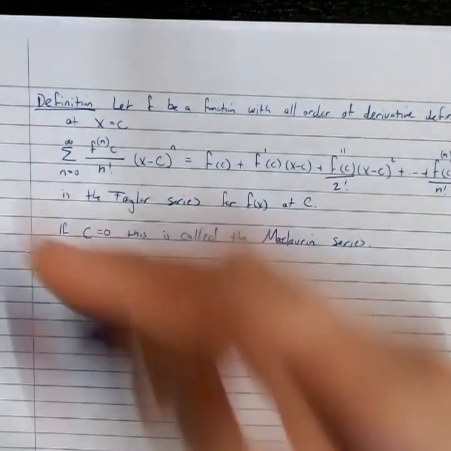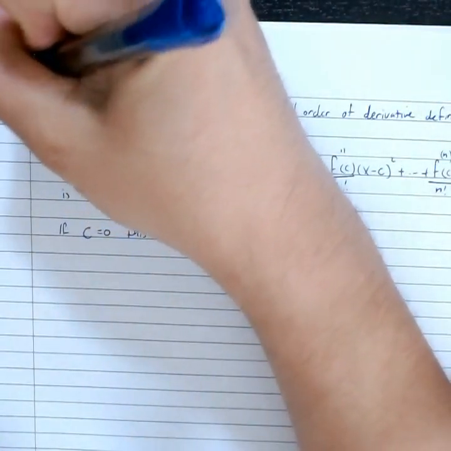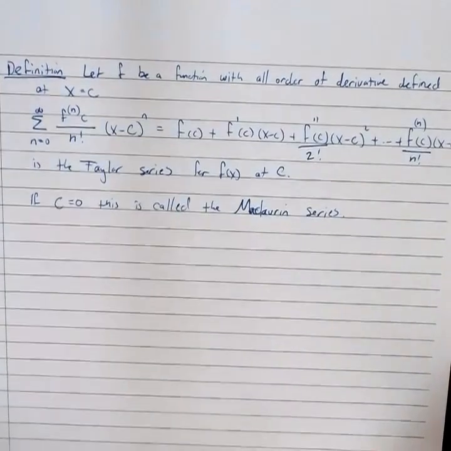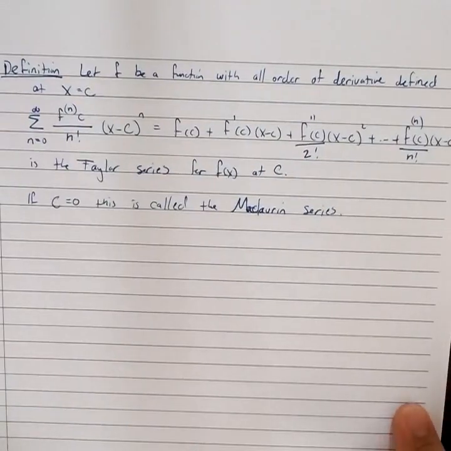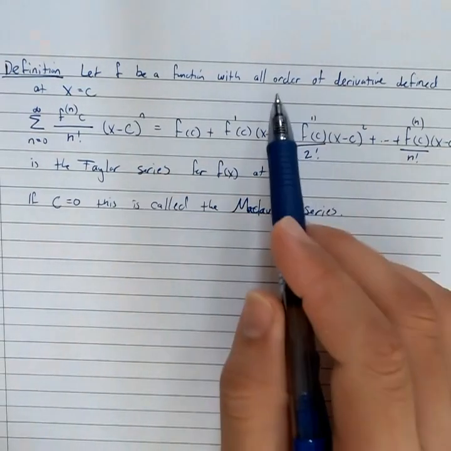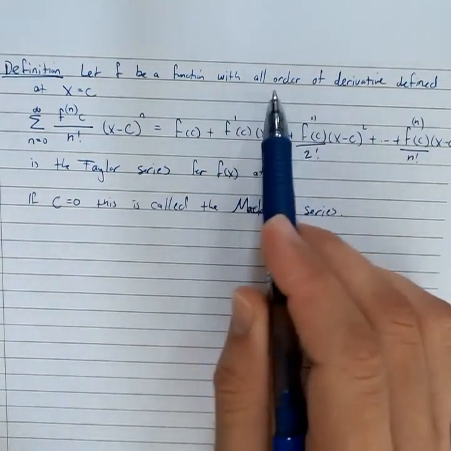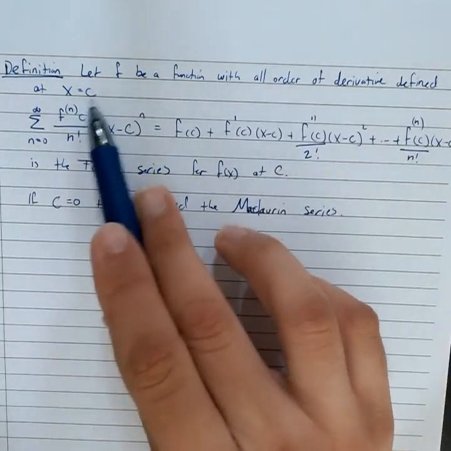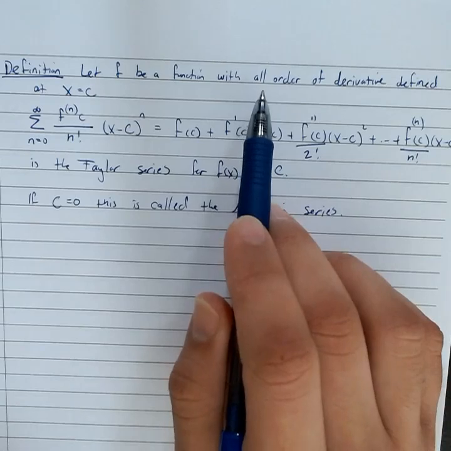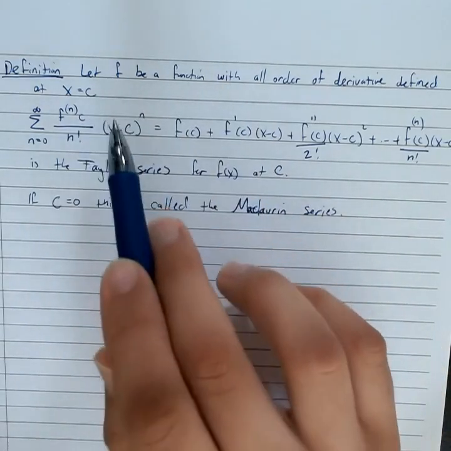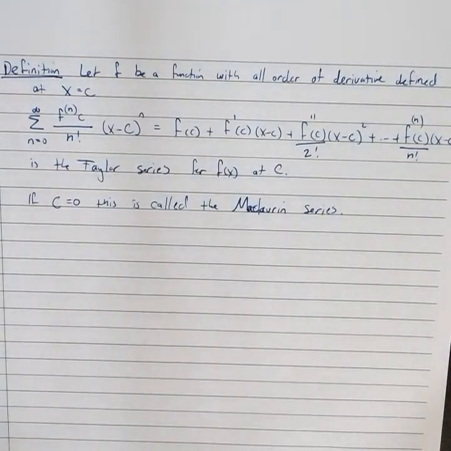But what about functions in general? Well, let's start off with the definition. This is section 9.10. So our definition is related to the Taylor polynomial that we saw earlier in the chapter. Let f of x be a function with all order of derivative defined at x equal to c. When we say all order of derivative, we mean first derivative, second derivative, third derivative, fourth derivative, forever. Every derivative is defined at c. Now, it may be defined as 0, but that's okay as long as it's defined. So let f be a function with all order of derivative defined at some number c.